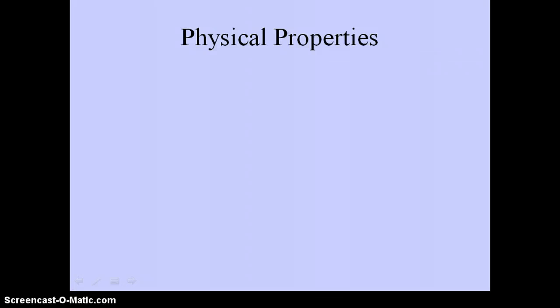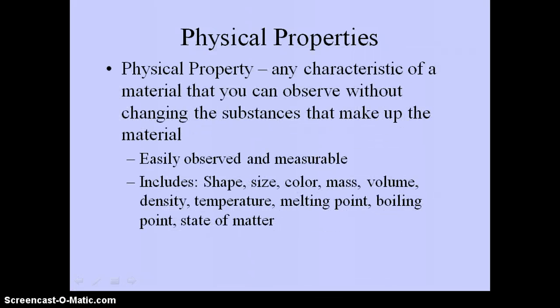So physical properties should be somewhat familiar to you. They're any characteristic that you can observe without changing the substance in that observation. It's easily observable or measurable. Some examples would be shape, size, color, mass, volume, density, temperature, melting point, boiling point. And the key one that a lot of people often confuse as a chemical property is state of matter. So whether it's in a solid, liquid, or gas form is also just a physical property.